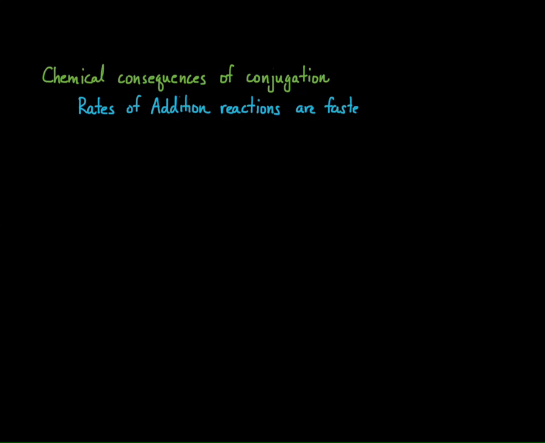Now that we've looked at the physical consequences of conjugation, we can think about the chemical consequences of conjugation. One of those consequences is that the rate of addition reactions of conjugated dienes is faster than the rate of addition of your typical alkene. And there are two main reasons for this.